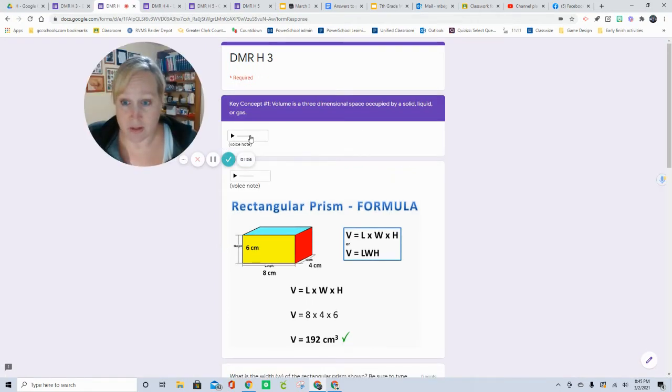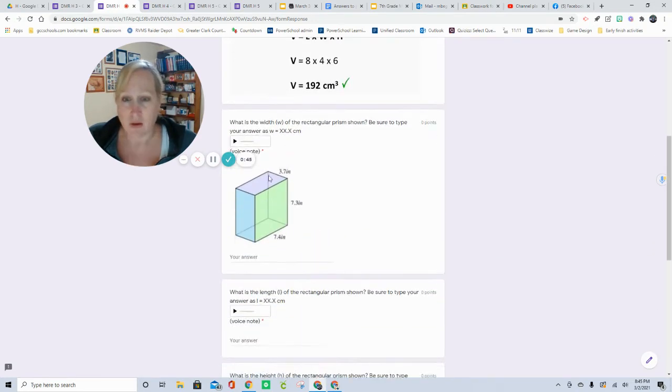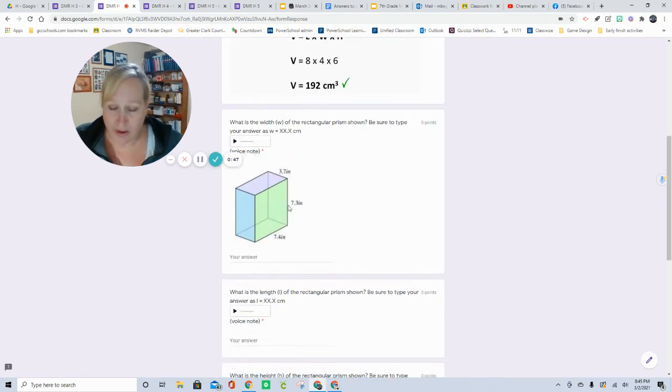We're doing our key concept. Key concept right now is that volume is a 3-dimensional space occupied by the solid, liquid, and gas. This, all the gum in it, that's the volume. All inside of there, that's how much it would hold. Okay? And so we've got to figure out how much volume the rectangles have. On these, you have to determine.